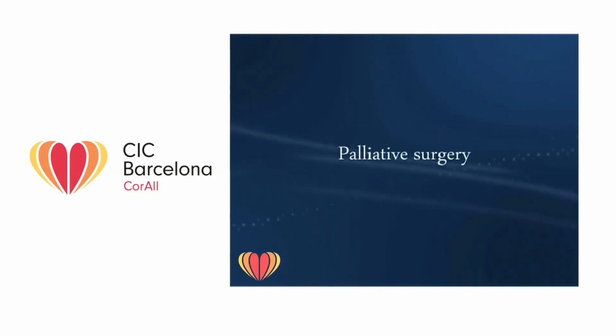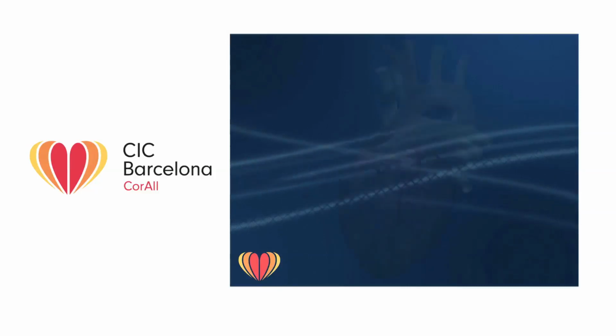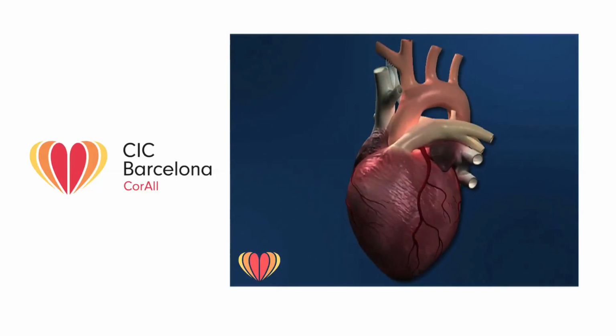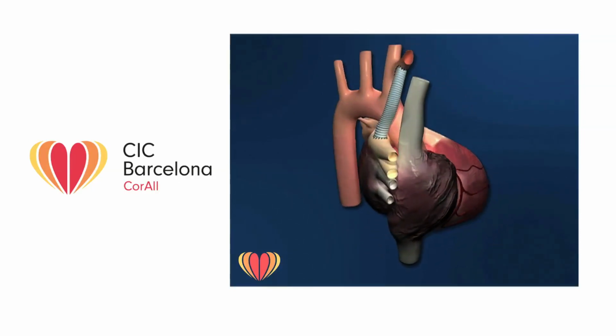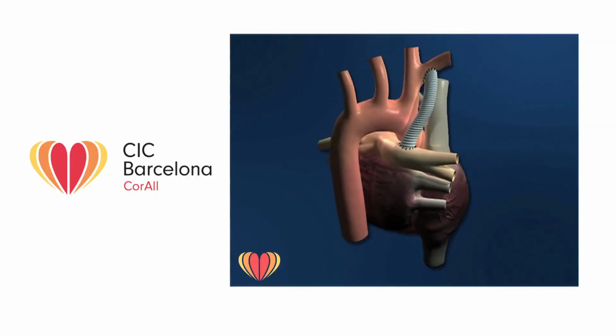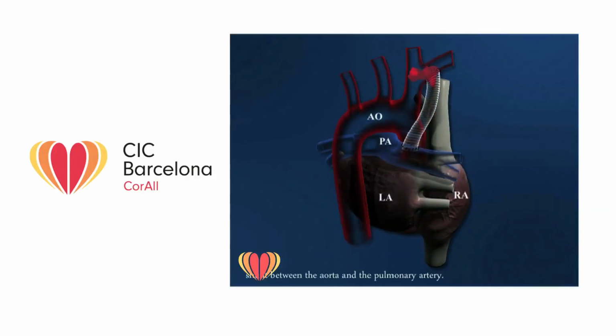Palliative surgery is usually carried out in infants 2 or 3 months of age who develop anoxic spells. Palliative surgery consists in the construction of a shunt, a connection between the aorta and the pulmonary artery, in order to increase blood flow into the lungs.